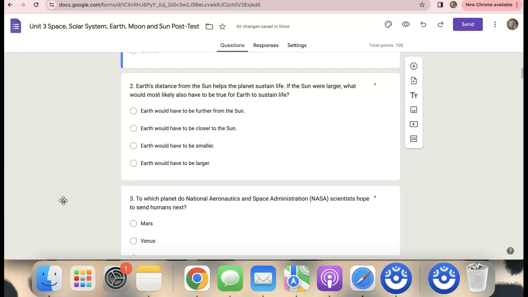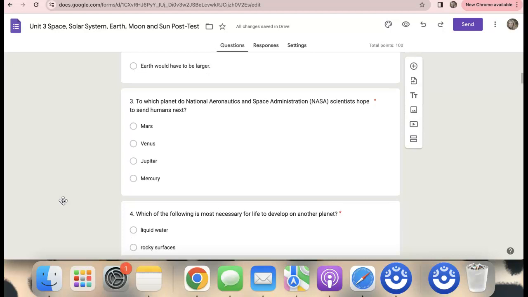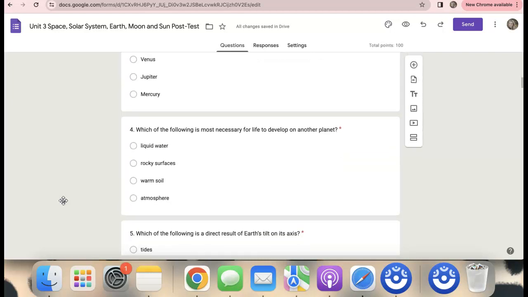If the Sun were larger, what would most likely also have to be true for Earth to sustain life? Earth would have to be farther from the Sun, Earth would have to be closer to the Sun, Earth would have to be smaller, Earth would have to be larger. Number 3. To which planet do National Aeronautics and Space Administration, or NASA, scientists hope to send humans next? Mars, Venus, Jupiter, or Mercury?